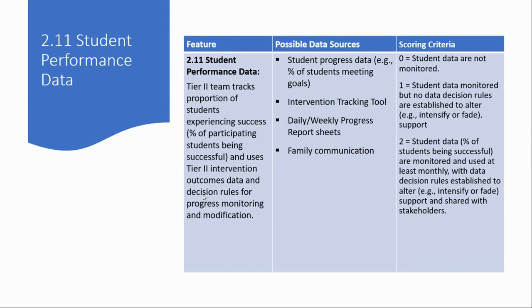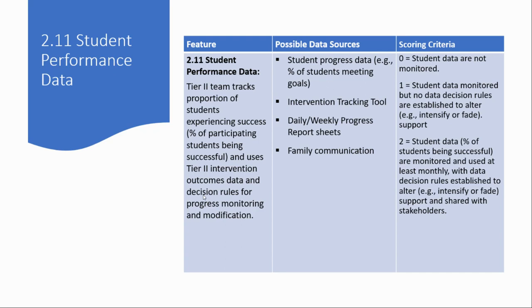So 2.11 is going to look at student performance data. 2.11 says the Tier 2 team tracks the proportion of students experiencing success, the percent of participating students being successful, and uses Tier 2 intervention outcome data and decision rules for progress monitoring and modification. So some possible data sources are student progress data, i.e. the percent of students meeting the goals, the intervention tracking tool, the daily and weekly progress report sheets, and family communication. So the team receives a 0 if the student data is not monitored.